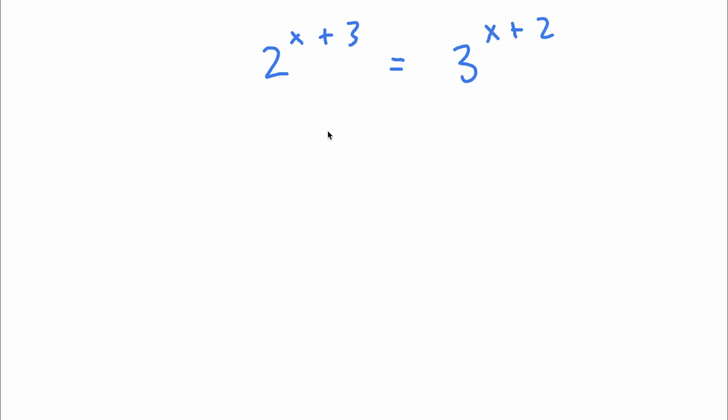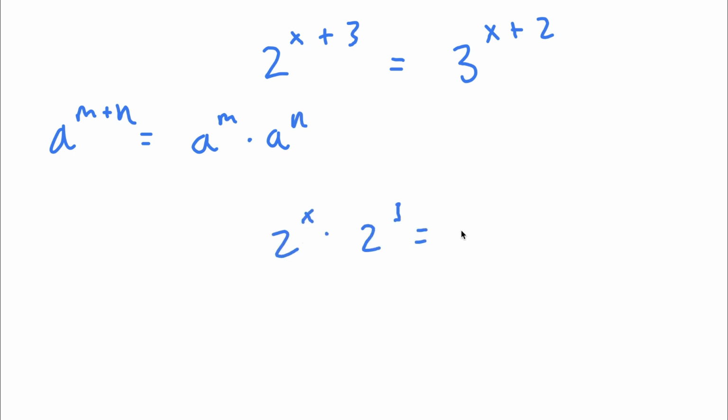Alright, so in this problem, I have 2 to the power of x plus 3 is equal to 3 to the power of x plus 2. So, first off, if I have something in the form a to the power of m plus n, this is equal to a to the power of m times a to the power of n. So this can equal 2 to the power of x times 2 to the power of 3, which is equal to 3 to the power of x times 3 to the power of 2.